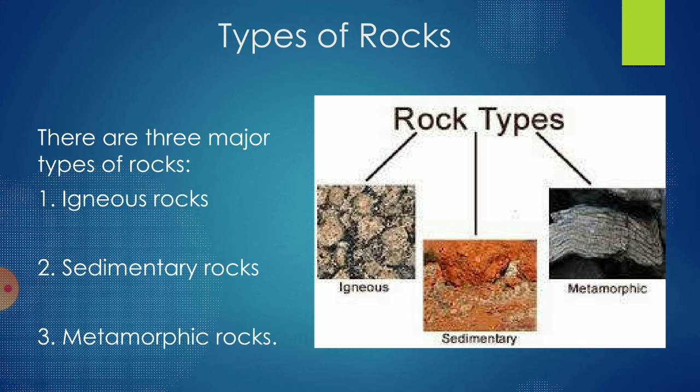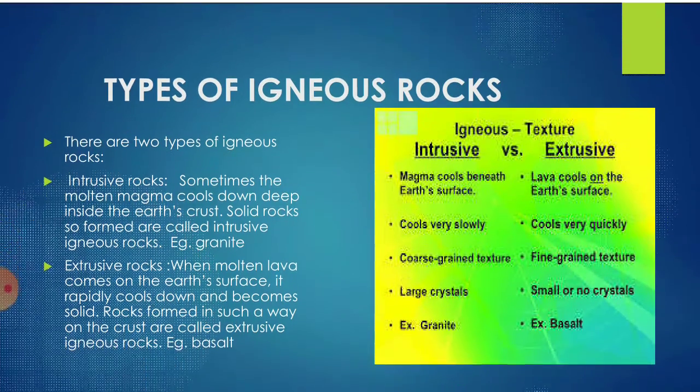Types of rocks. So there are three major types of rock: igneous, sedimentary rocks and metamorphic rocks, right? So igneous rock, what are igneous rocks? On the basis of their formation, their texture, their color, composition, all these three types of rocks are classified. Let us see the igneous rock.